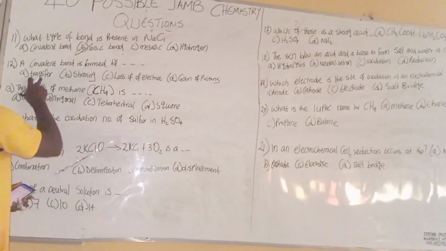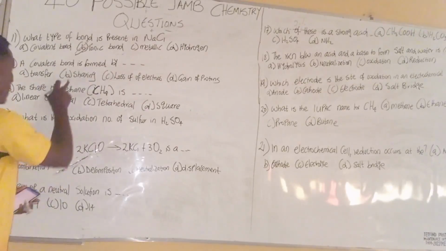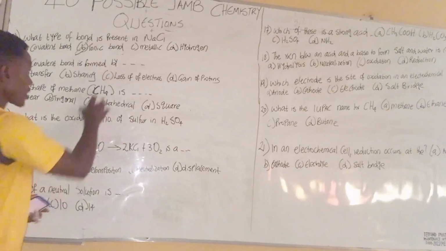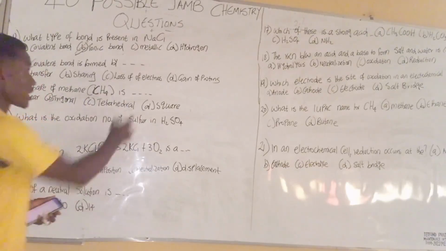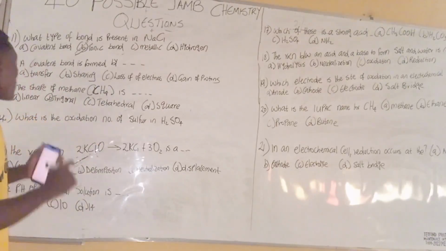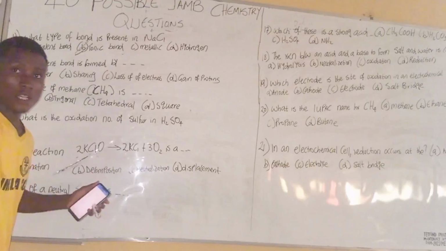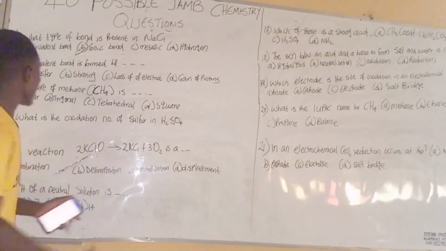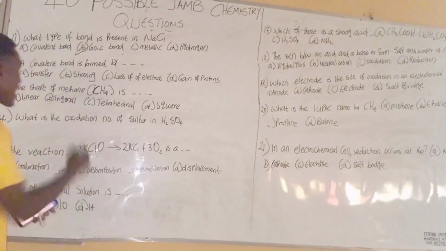Number 12 says, a covalent bond is formed by dash. A, transfer of electrons. B, sharing of electrons. C, loss of electrons. And D, gain of protons. A covalent bond is a type of bond that involves sharing. Covalent involves sharing. So the correct answer here is what?